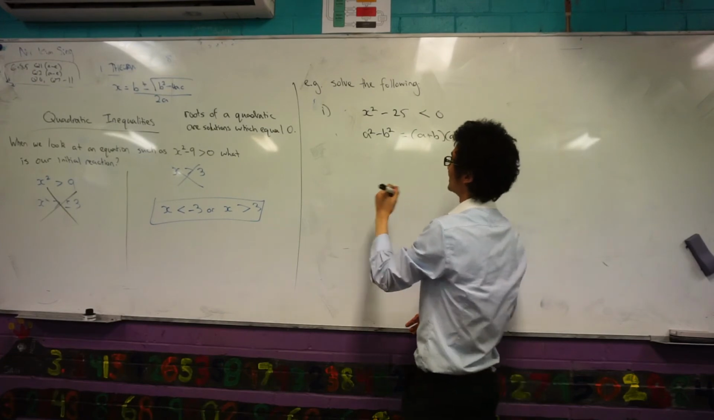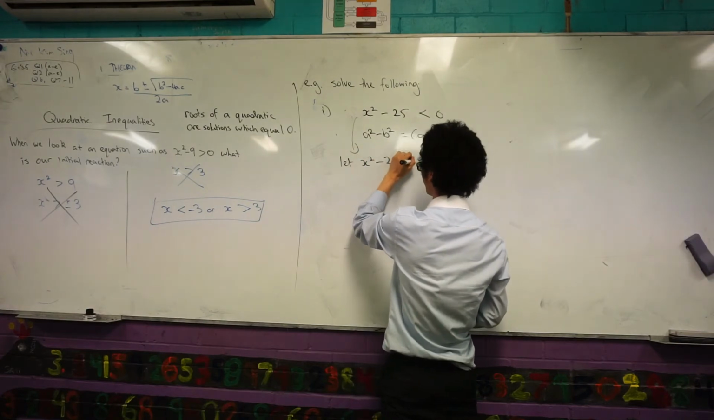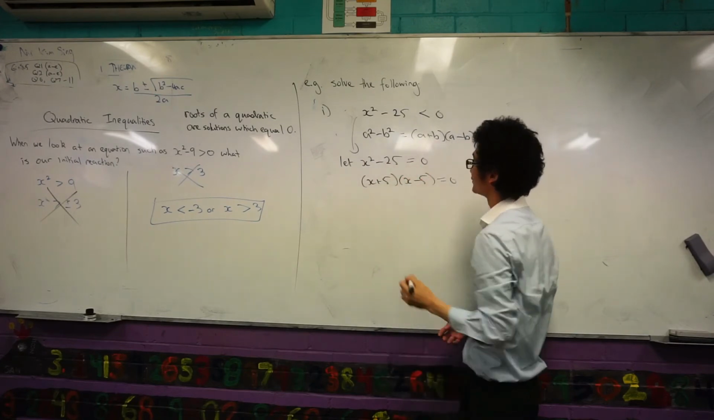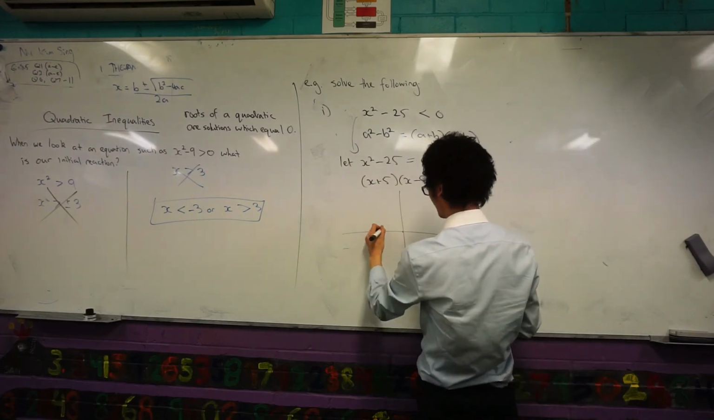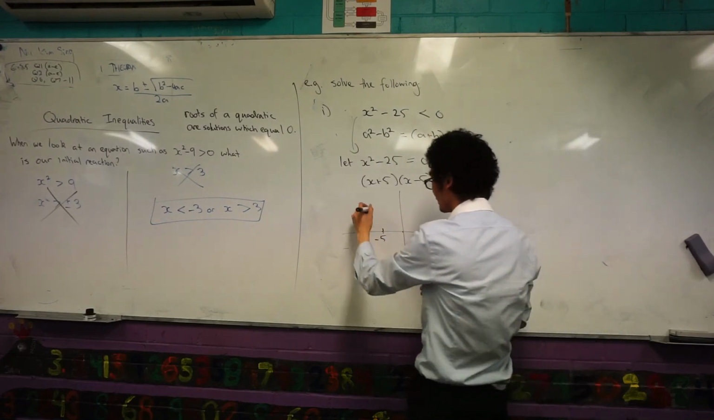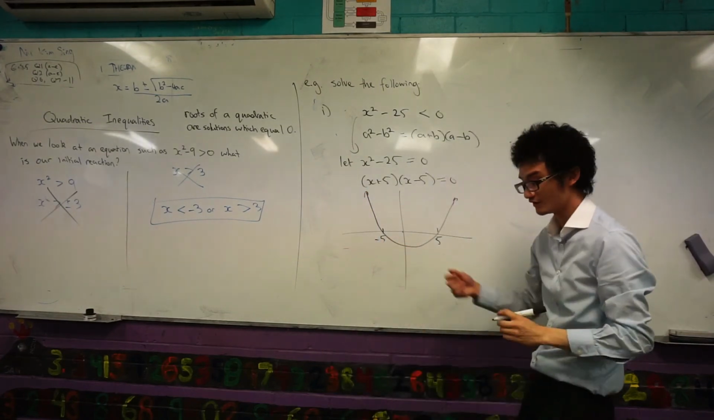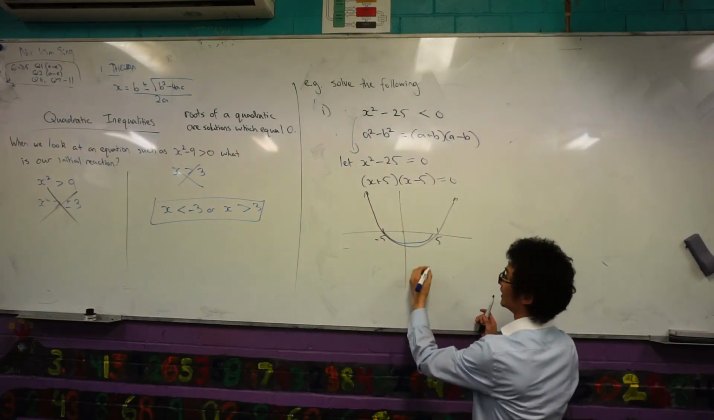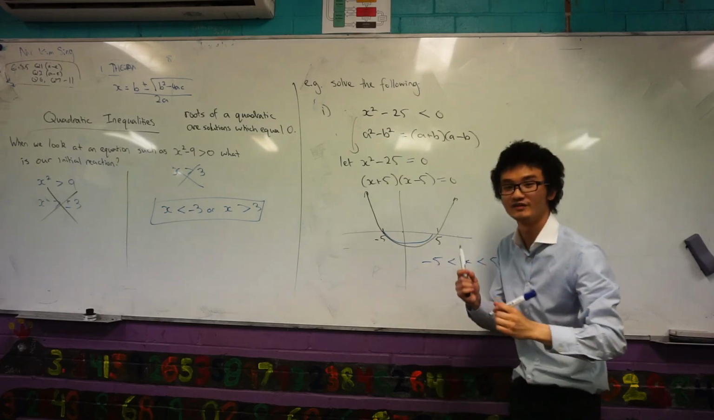Okay, so next, let x squared minus 25 equal 0. So I've got x plus 5, x minus 5. And so the roots of my equation are obviously just going to be positive 5 and negative 5. And because I'm still working with a concave up parabola, I can just say, well, easy. When is this going to be less than 0? In between these two points, in between the roots, this region here in the blue. So the final answer for this would be when x is greater than minus 5 and less than 5. Easy peasy.